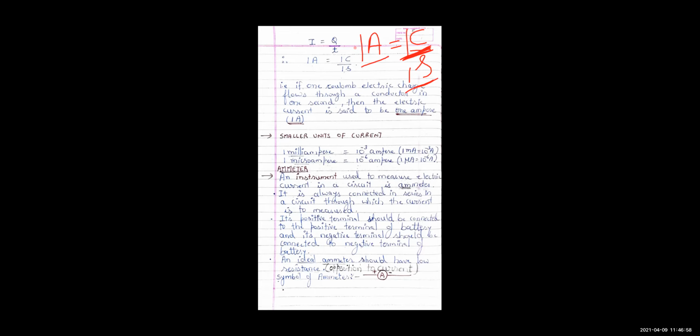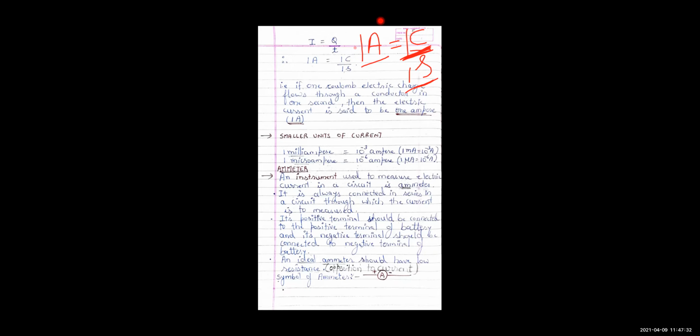What is it? If 1 coulomb of electric charge is flowing through a wire in 1 second, listen again, if 1 coulomb of charge is flowing through a wire in 1 second, then the electric current is said to be 1 ampere. How much will the electric current be then? 1 ampere. This is the SI unit of current.